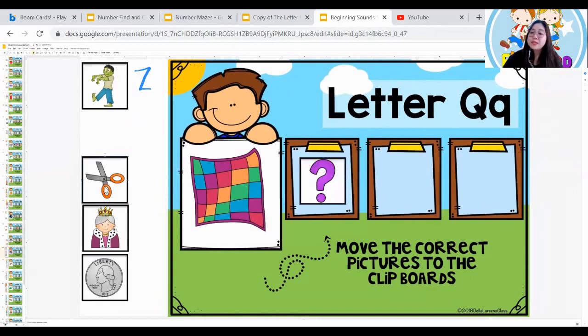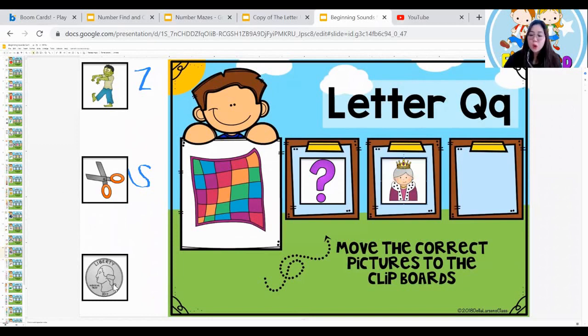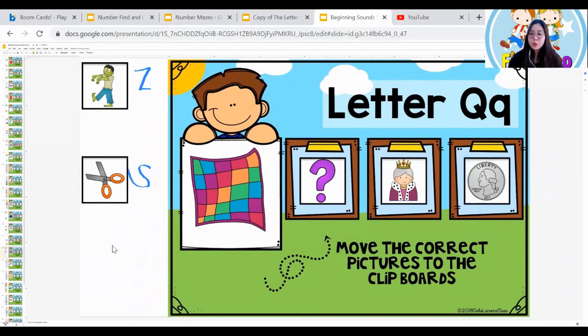Next one, we have scissors. Does scissors start with the letter Q? No, it starts with the letter S. How about queen? Does queen start with the letter Q? Yes, it does. And the last picture, we have quarter. Does quarter start with the letter Q? Yes, quarter starts with the letter Q. So we found 4 pictures already.